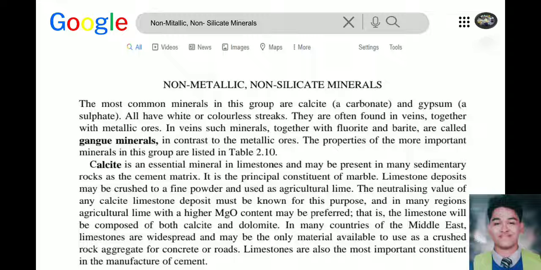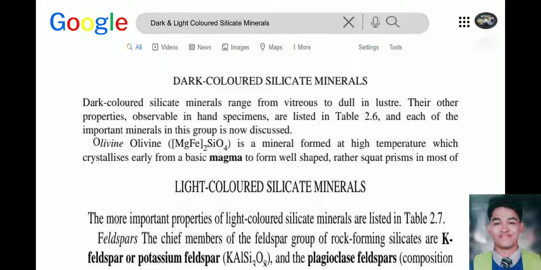So silicate minerals are the most abundant minerals in the Earth, and they include quartz, feldspars, mica, amphibole, and many more. Silicate minerals are mainly composed of silicon and oxygen, bonded together with other cations to form the silicate minerals. These minerals also differ in colors. They have the dark-colored silicate minerals and of course the light-colored silicate minerals.